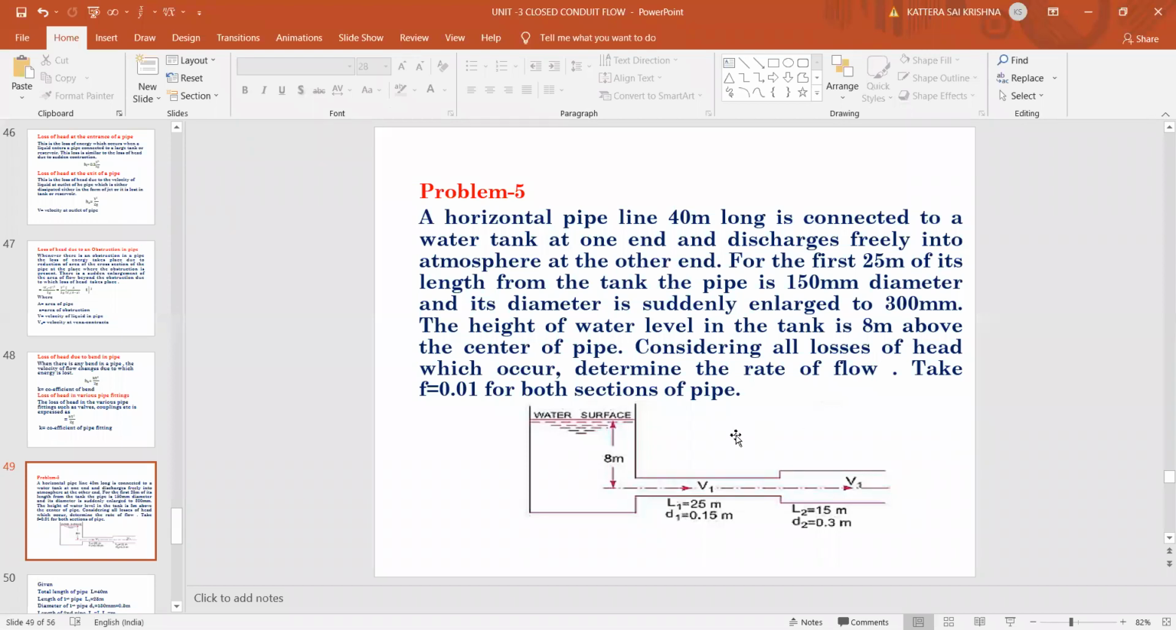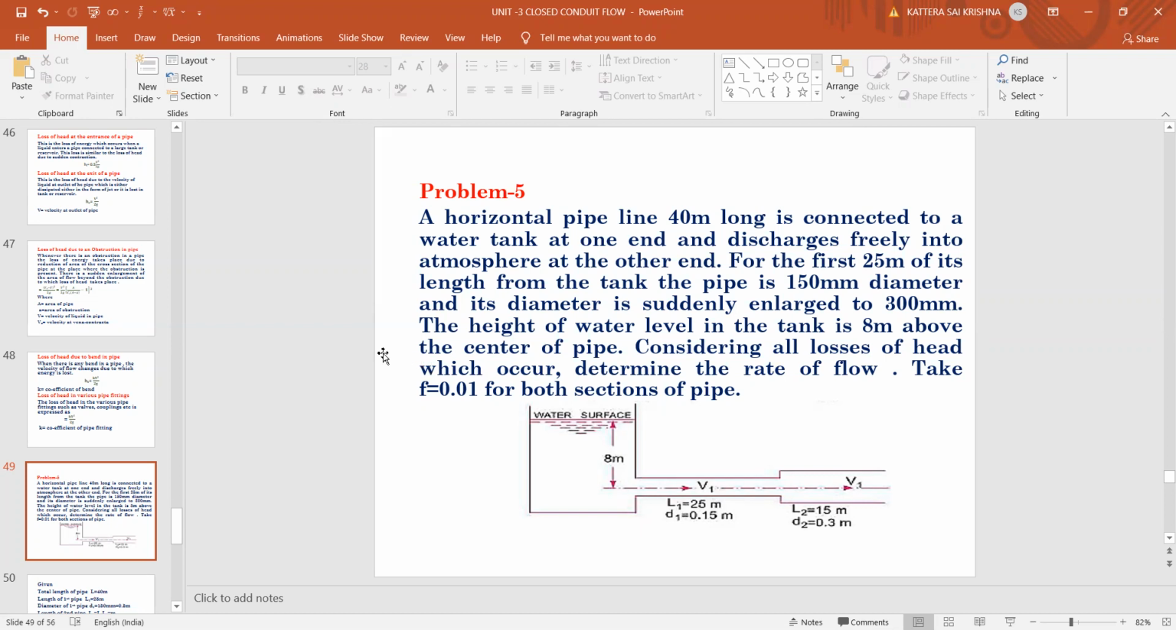Okay. Please take the question. A horizontal pipeline of 40 meter long is connected to a tank. So he's telling the pipe length, the full pipe length from here to here. It is 40 meter long, connected to a water tank at one end, and discharges freely into atmosphere at the other end. So for the first 25 meters of the length from the tank, the pipe is 150 mm diameter.